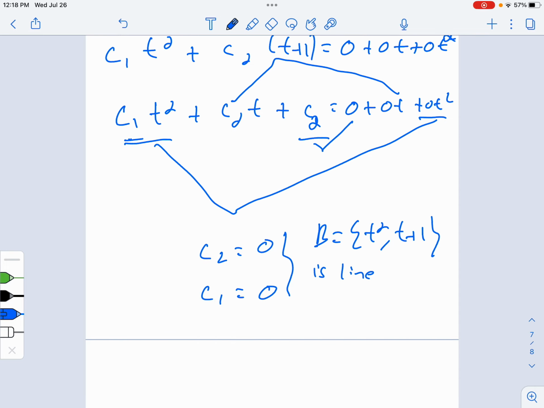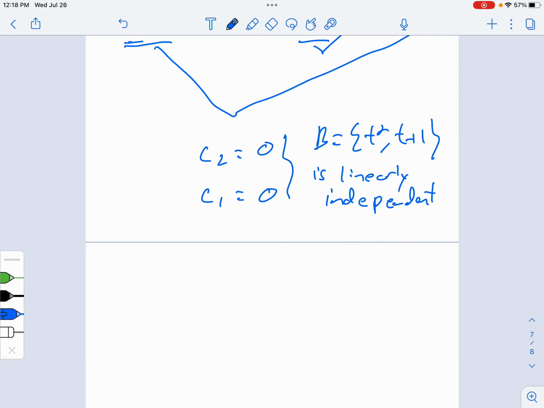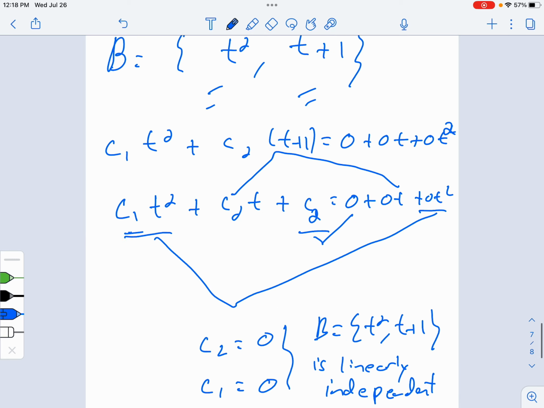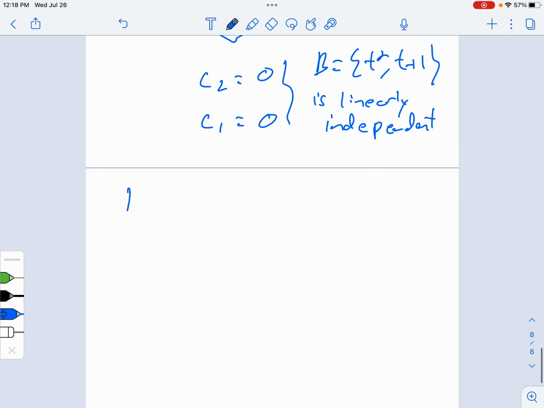Yeah, and I apologize, I didn't do a great job here of writing this part out when I have the C1 equals 0. I should have made that a little cleaner, a little more ordered, more organized. So sorry about that. But anyways, we've shown that this set is linearly independent and that this set spans. So therefore, the set B is a basis for our subspace S of P2. Okay, thank you for your time.